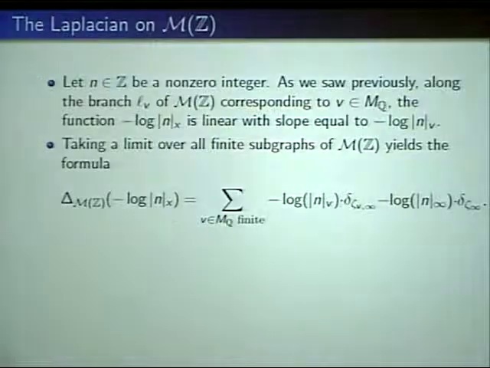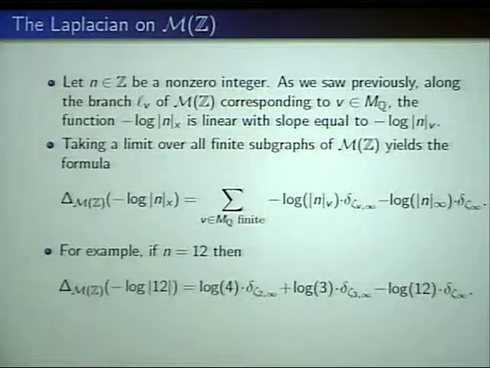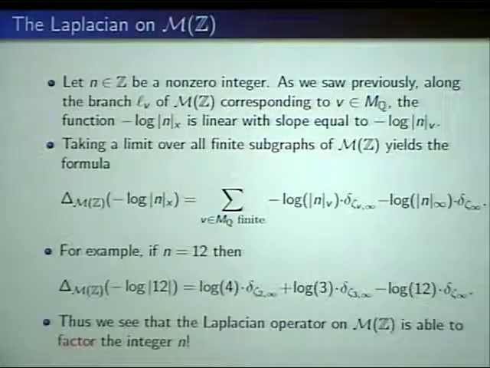But the Laplacian, if you compute it, you get a sum of point masses where you're just recording log absolute value n at the endpoints of that tree. So at the finite places, you have a point mass at that p-trivial semi-norm, and then at the infinite place, you have the corresponding opposite point mass. So, for example, if n is 12, what is the Laplacian of minus log absolute value 12? It's log 4 times this point, log 3 times this point, and minus log 12 at the Archimedean point. So colloquially, the Laplacian is factoring n.